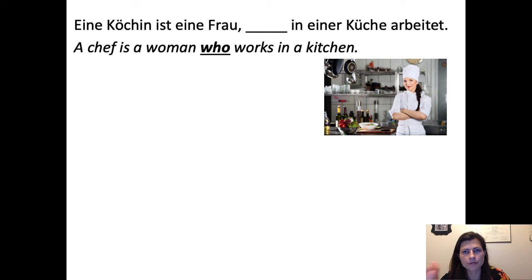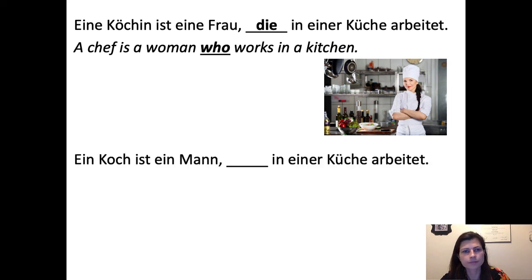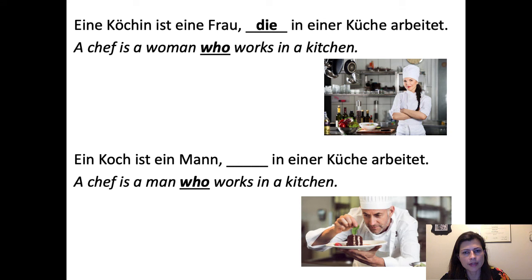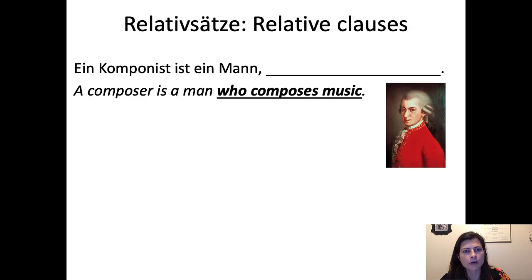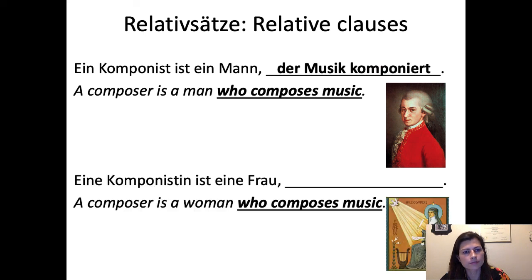And now we're going to fill in the relative pronoun. Eine Köchin ist eine Frau, die in einer Küche arbeitet. That's a relative pronoun. Ein Koch ist ein Mann, der in einer Küche arbeitet. We need a relative pronoun to refer back to ein Mann, right? And then, ein Komponist ist ein Mann, der Musik komponiert. Eine Komponistin ist eine Frau, die Musik komponiert.